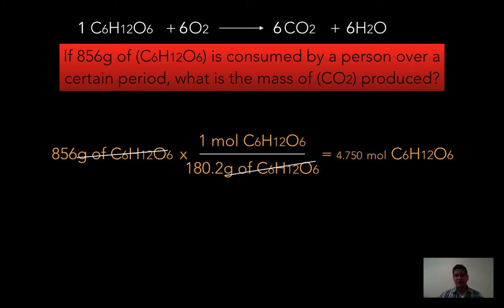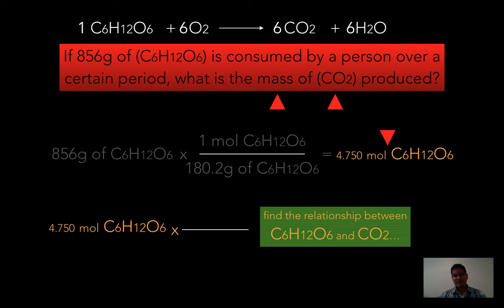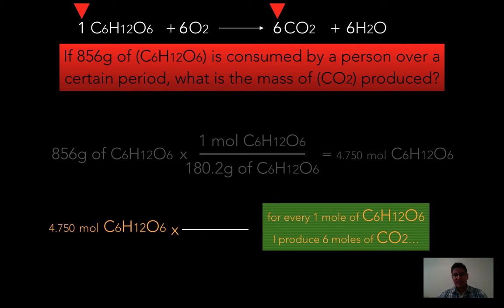All right, now I'm in moles. Now I can use my chemical equation because I have moles of glucose, but I want to get to mass of carbon dioxide, which means I need a conversion factor that will get me from glucose to carbon dioxide, and that is in my chemical equation. I need to find the relationship between glucose and CO2, and so for every 1 glucose molecule, I produce 6 moles of carbon dioxide. So there's my ratio, okay?